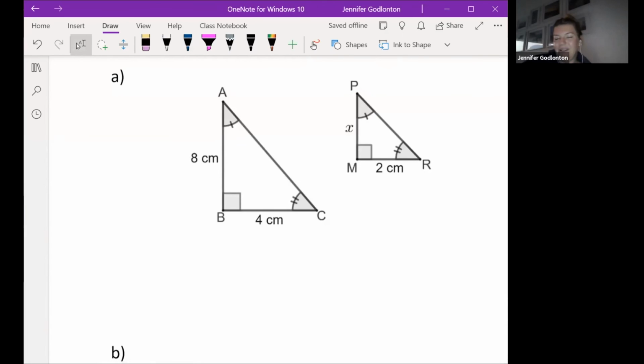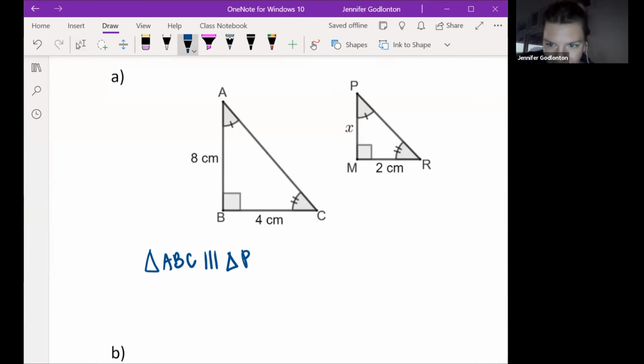Okay, Burlington, we are all yours. Tell me what I'm going to write. We say it's similar because triangle ABC is similar to triangle PMR. Good. What's my reason? Angle. Good. Okay. What is X going to equal?